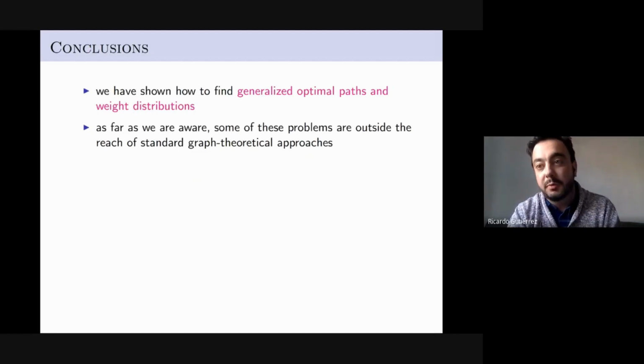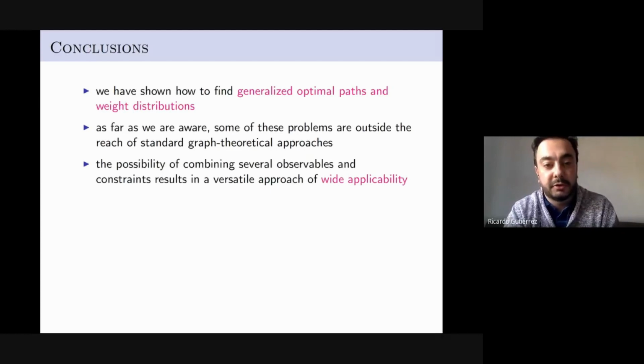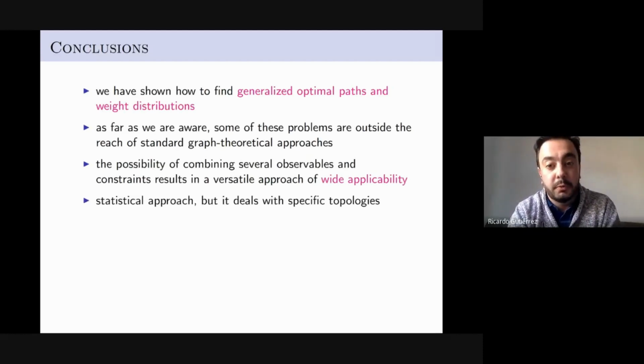And the problem of optimal weight distributions, which is the problem that we studied here in the case of flow on a spatial network, is even less studied than the other. So probably it's even less likely that there's something similar, but we cannot be 100% sure. And the possibility of combining several observables and constraints results in a versatile approach of wide applicability. At least that's what we hope.